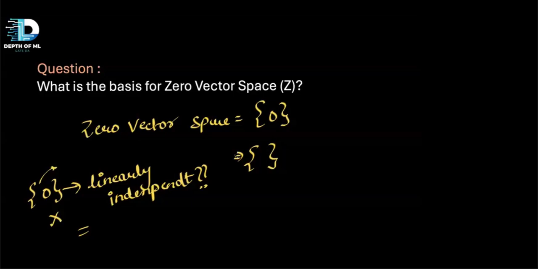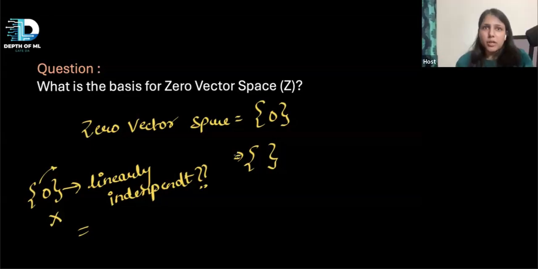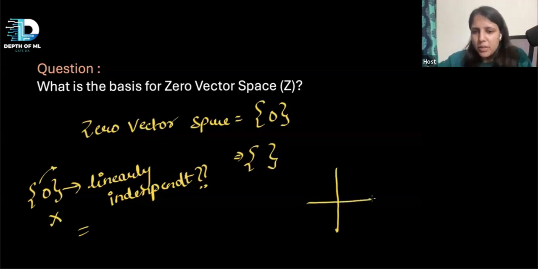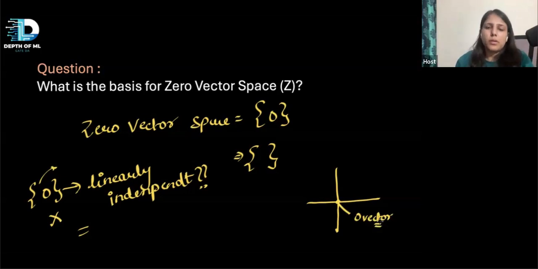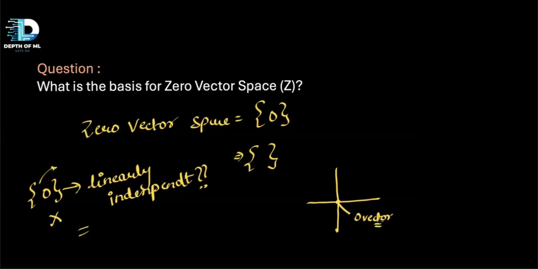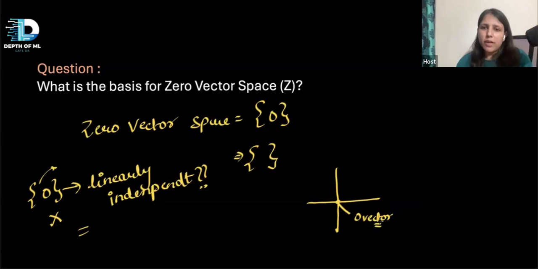Ma'am, can't we think of it like a point? It's the same point by analogy, but it's not a vector. Do you have a direction for the zero vector? Suppose I draw it here. I have 0, this is my 0 vector. What is the direction to it? There is no such direction. So this is a very special vector which nobody can span. Only emptiness can span this.